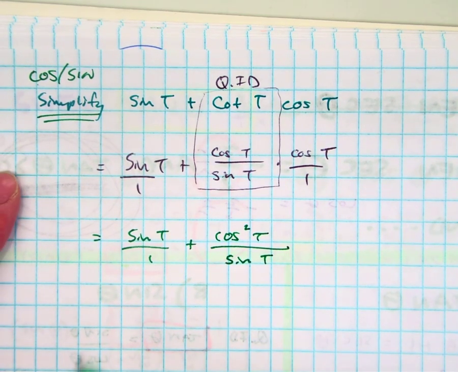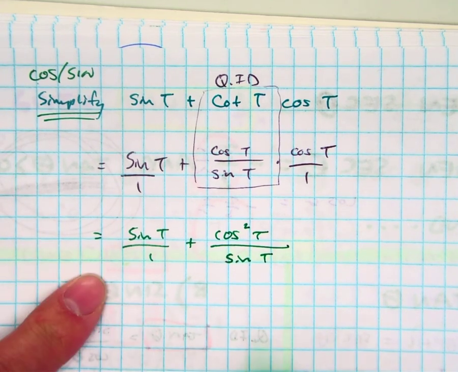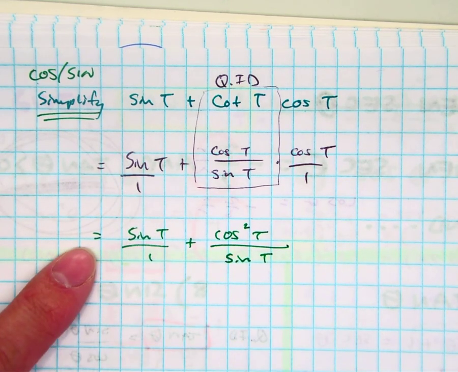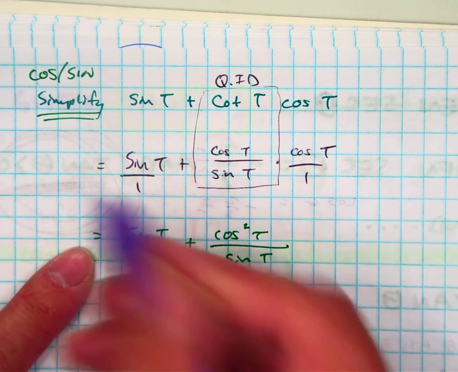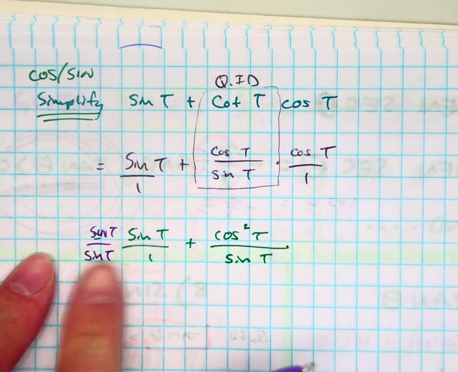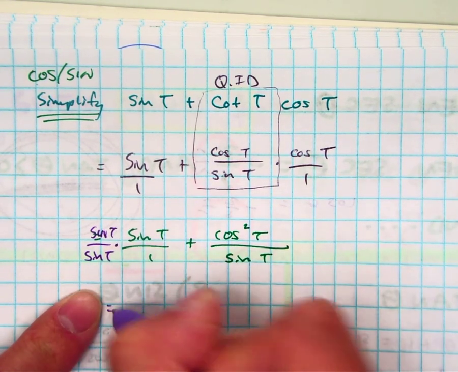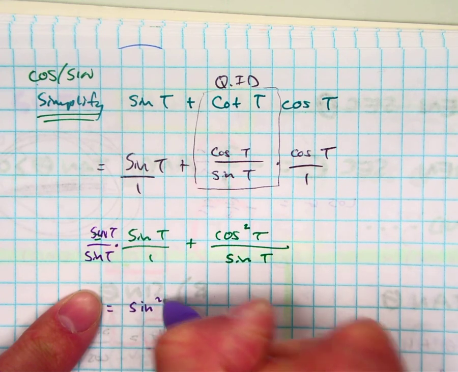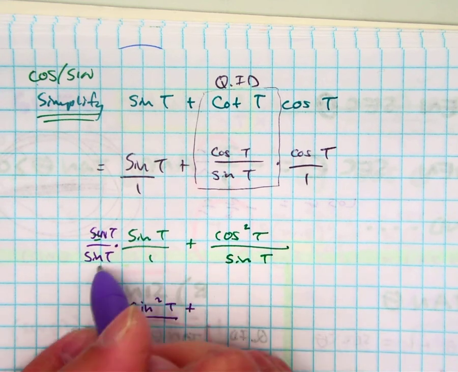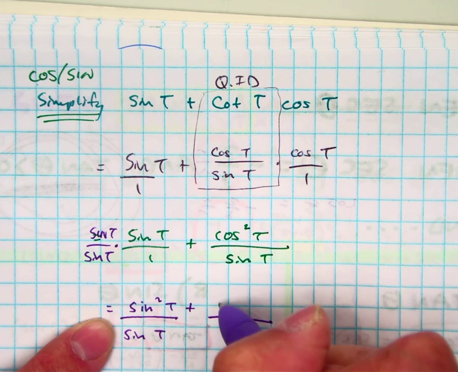They call these rational expressions. Basically means you just need to add the fractions. In order to add the fractions, the denominator needs to be the same. This side has sine, this one does not, so this side I'm going to multiply by sine t over sine t. Remember, you can multiply by 1, it doesn't change the expression. So that's going to give me sine squared t plus, and this one's just going to be sine of t, and then this side doesn't change.